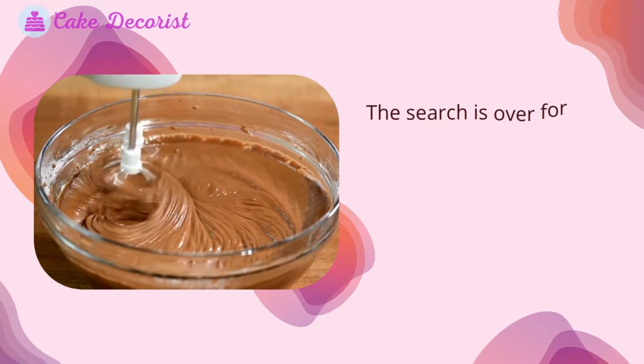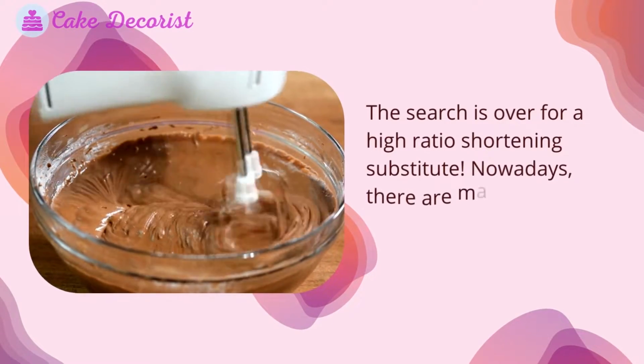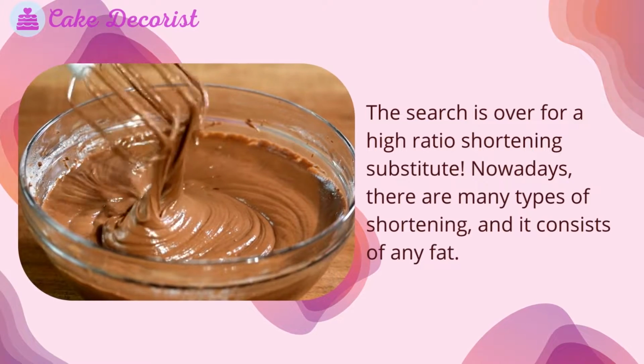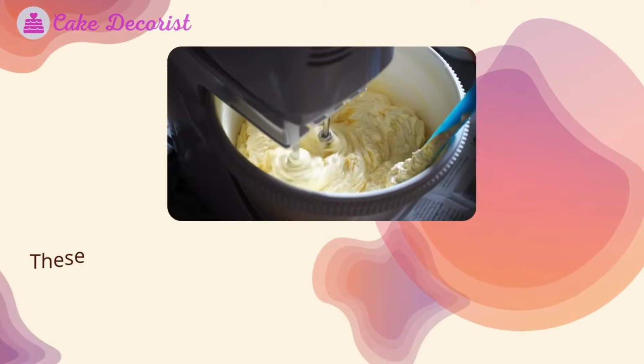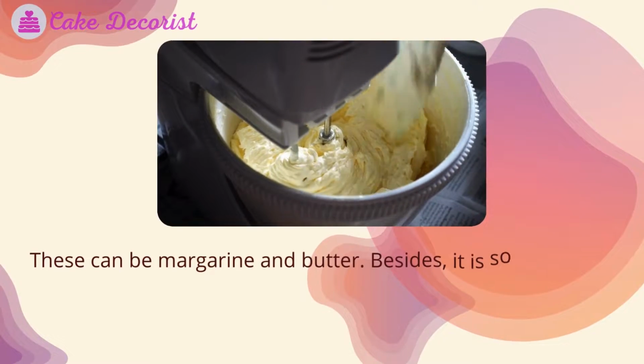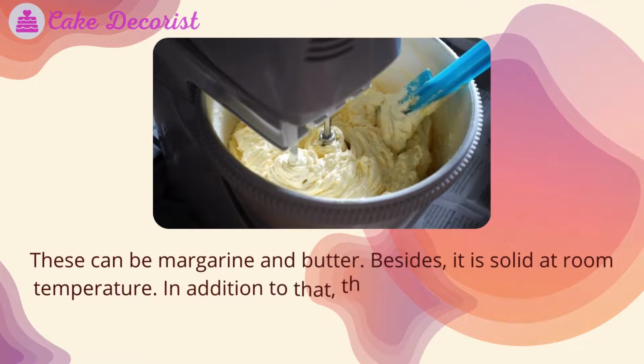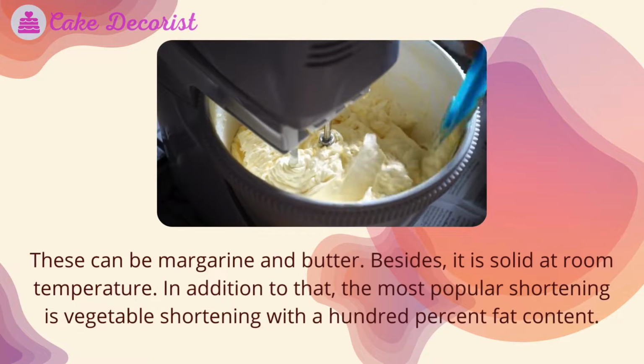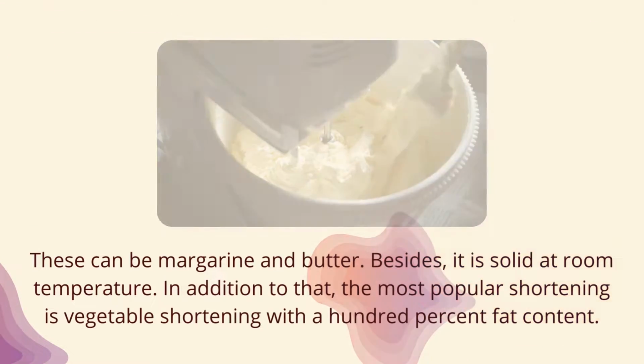The search is over for a high-ratio shortening substitute. Nowadays, there are many types of shortening, and it consists of any fat. These can be margarine and butter. Besides, it is solid at room temperature. In addition to that, the most popular shortening is vegetable shortening with 100% fat content.